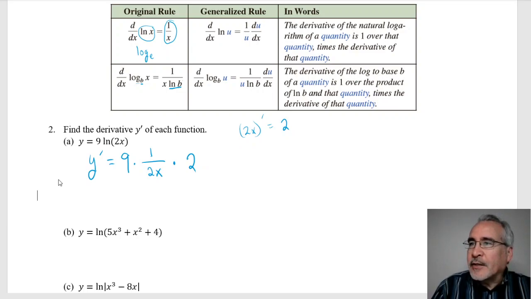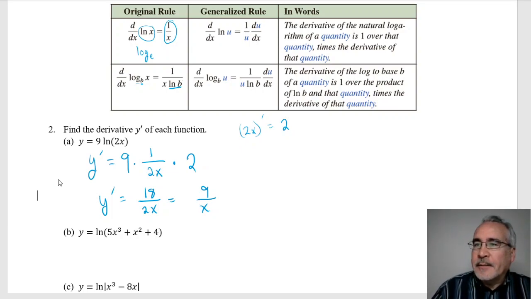So that's how it works. Constant multiplier tags along. Derivative of a natural log is 1 over whatever stuff's in it. And then we multiply by the derivative of that inside stuff. And then we simplify. 9 times 2 is 18 over 2x. And then 2 can divide into 18, so that's going to be 9 over x is our final answer.